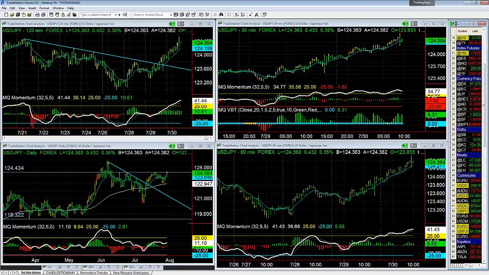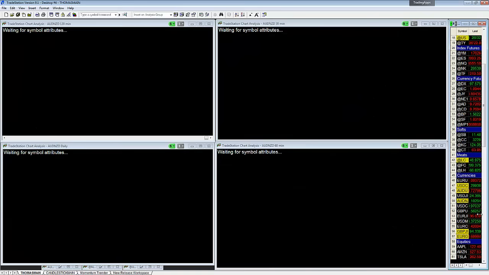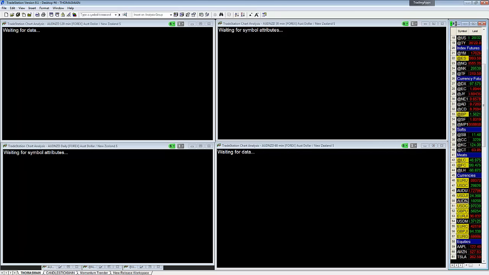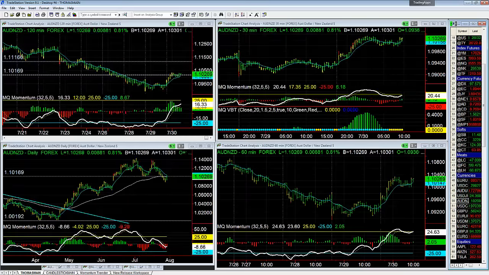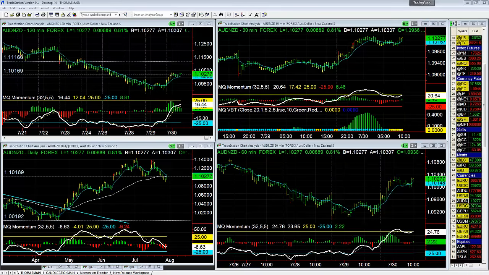There you go, crude's breaking through that first 500 tick trend line, so watch for crude to continue to head lower. Dollar yen, starting to break through the resistance, which is bullish, so watch for that to continue to climb. Aussie Kiwi. Bullish in the 120s. If it goes above 1.10296, you'll have a bull flag on the 240s as well, which would suggest it goes higher.